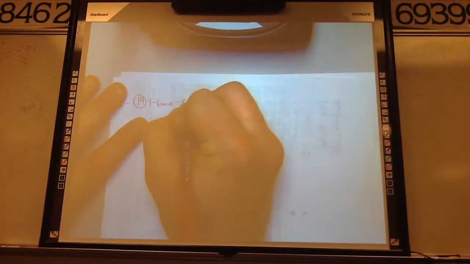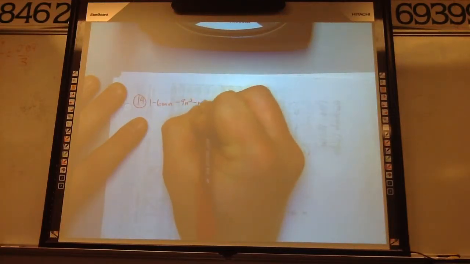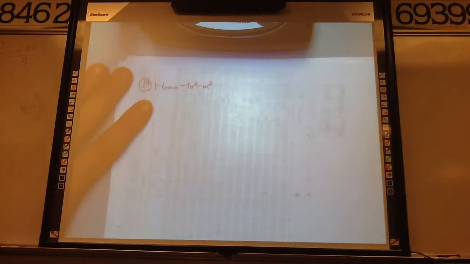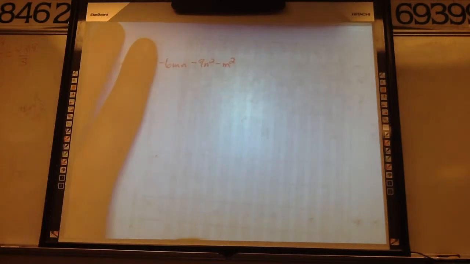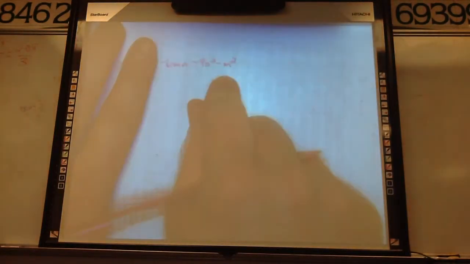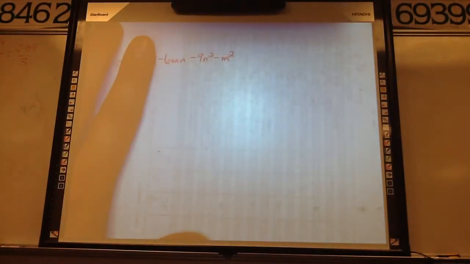Did you guys do key terms? I feel like we're unlocking secrets to the universe. We are. What do you see? Do you see anything that looks familiar? Everything to the right of the 1: m squared, mn, n squared. Hey, that looks like just regular factoring, right?